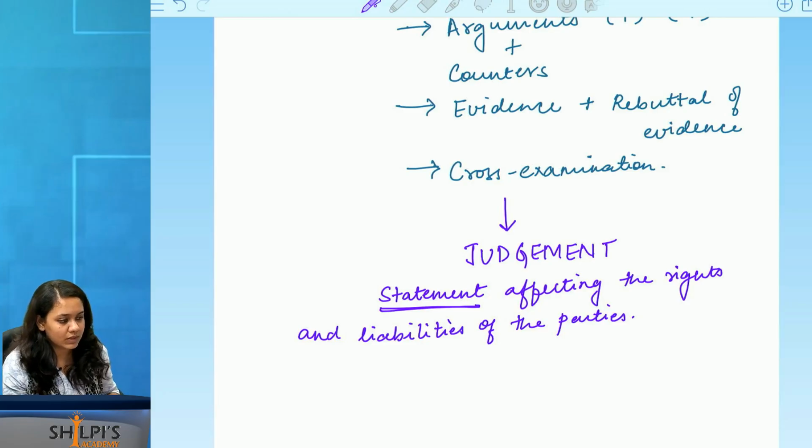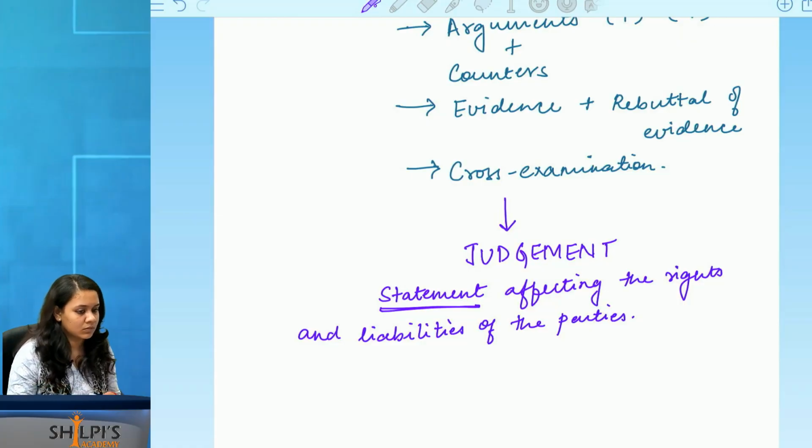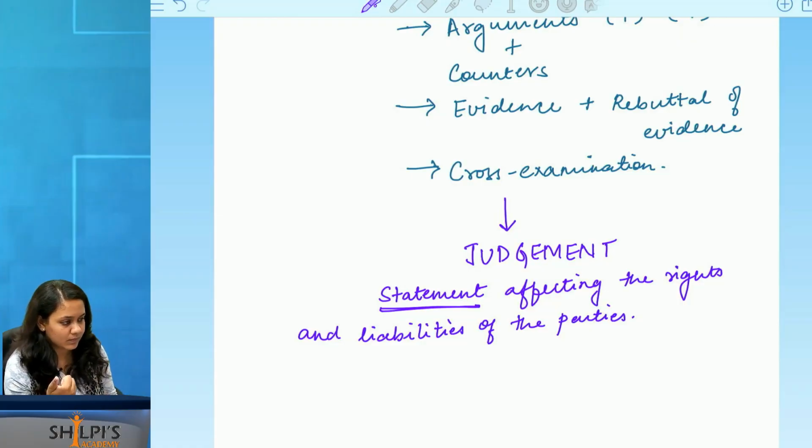It is only a statement in a court of law. What do I mean by affecting the rights and liabilities of the parties? The plaintiff had a right. The question is whether it was actually violated or not. If there is a violation of rights, then the defendant now has to give a remedy. He has to either pay compensation or return the goods or recompensate something back.